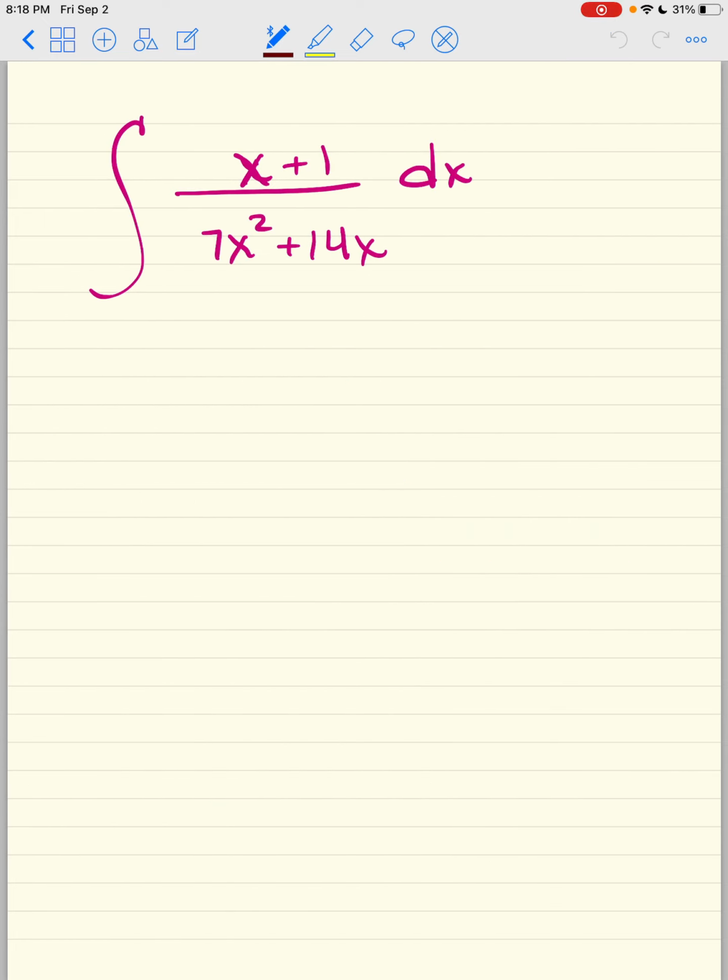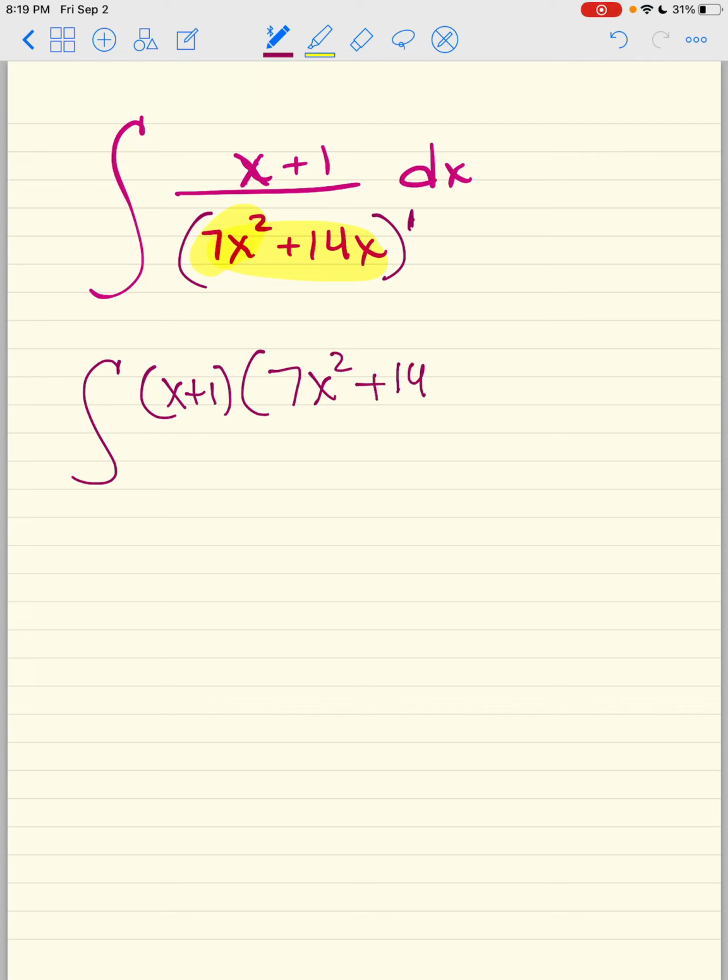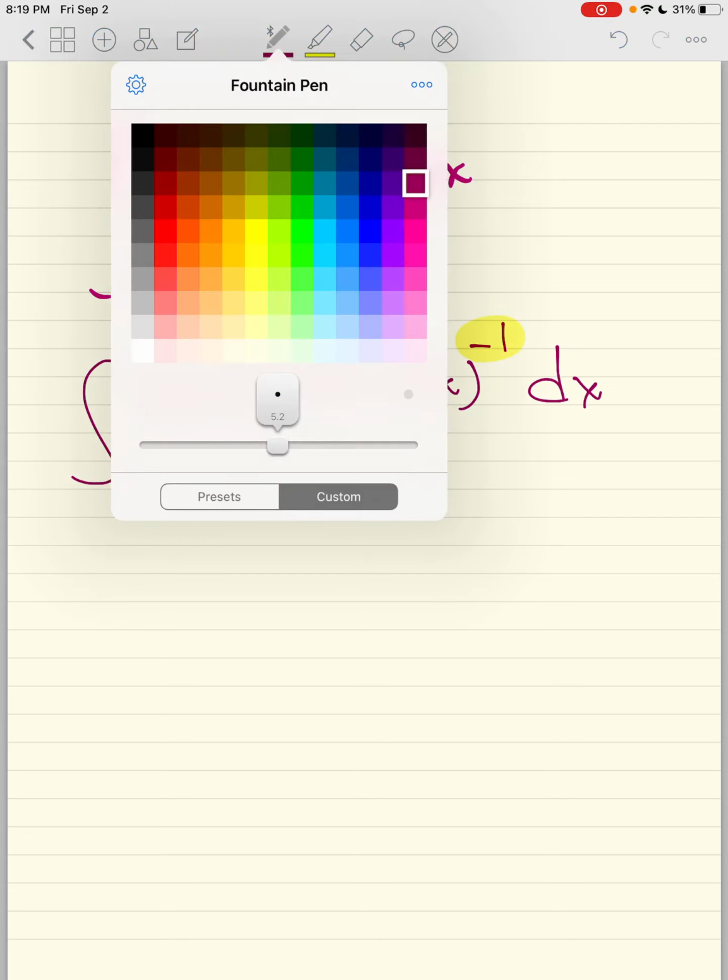Let's try another one. This is a quotient. You're not allowed to integrate quotients. So who's going to be our u? Well, the trick is the person with the bigger exponent is going to be our u. You can't just take 7x to the second because it's connected to positive 14x. Now you might say, well, it's kind of breaking the rules because you said that has to be raised to a power other than 1. Well, actually it is, because this is raised to the first, but if you were going to rewrite this, it would be x plus 1 times 7x squared plus 14x to the negative 1. So it's to a power other than 1.